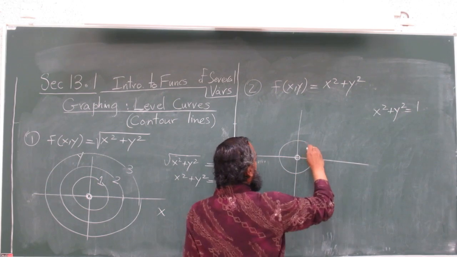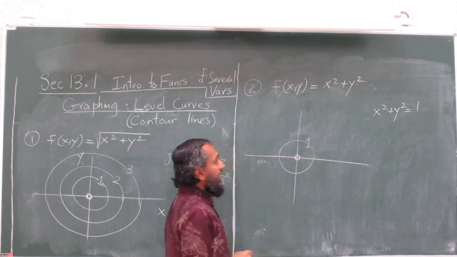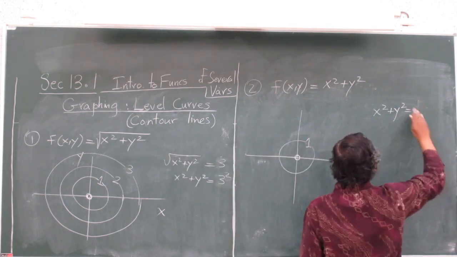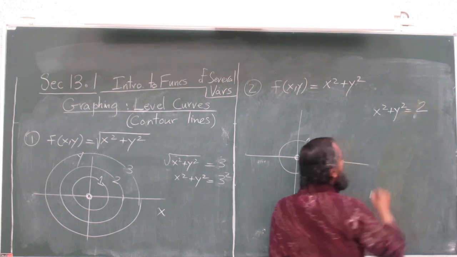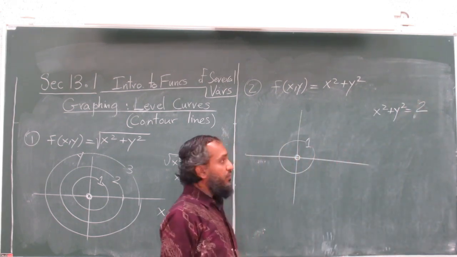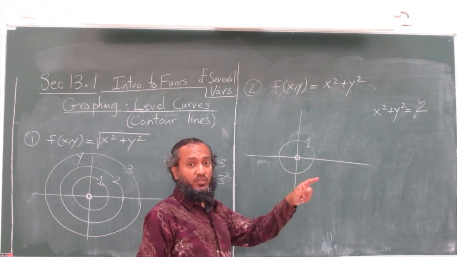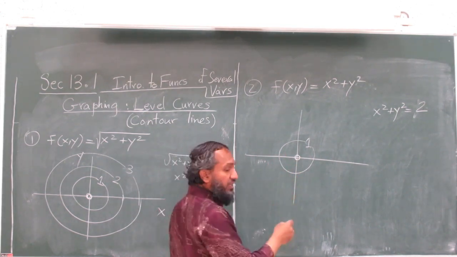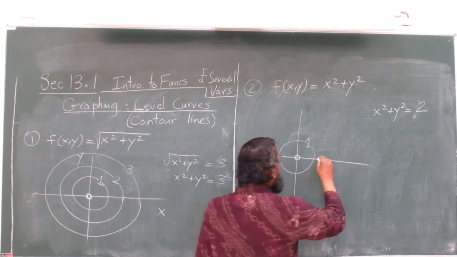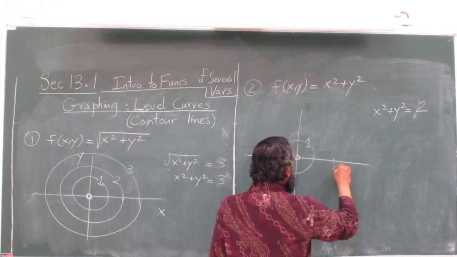Right, this is 1. When is it 2? Well, when you say x squared plus y squared equals 2, that's when it's 2. What does that mean? x squared plus y squared equals the square root of 2 squared. This is a circle of radius square root of 2, which is 1.4. So if this is 1 and this is 2, 1.4 is roughly here.